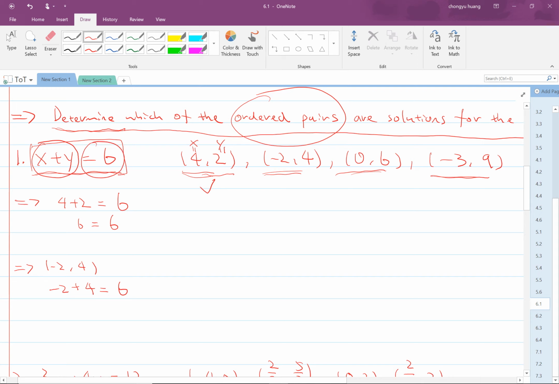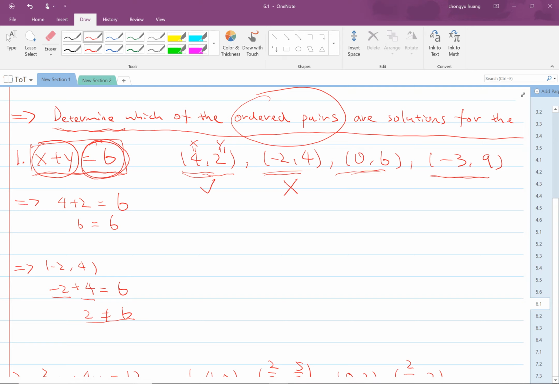Okay, and what we can see is that -2 plus 4 is actually 2. 2 is not equal to 6. So that means this point is not a solution for this equation. So it makes sense, right? So you try to compare it. Here we want to make sure after the addition the number is 6, but over here it is not. So therefore it just cannot be a solution, right?